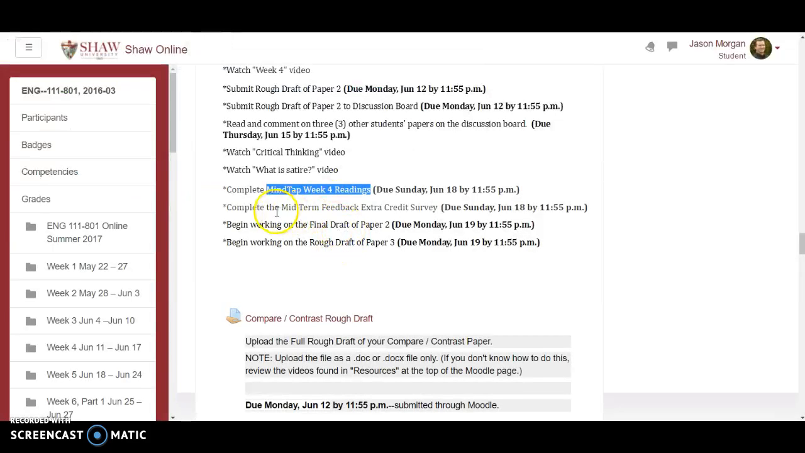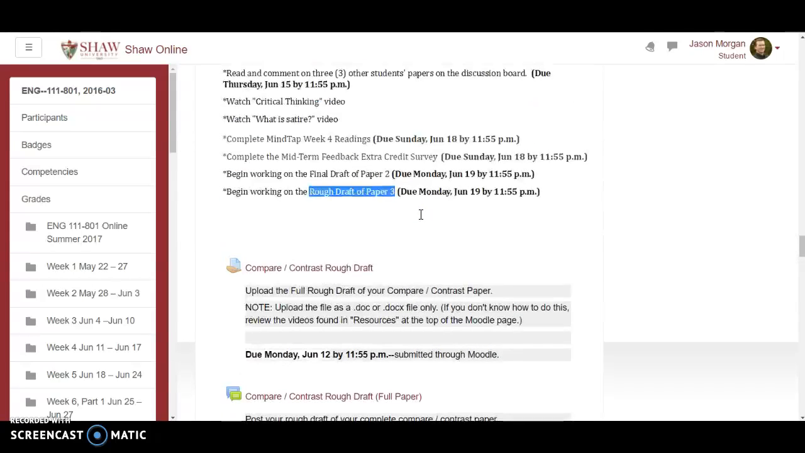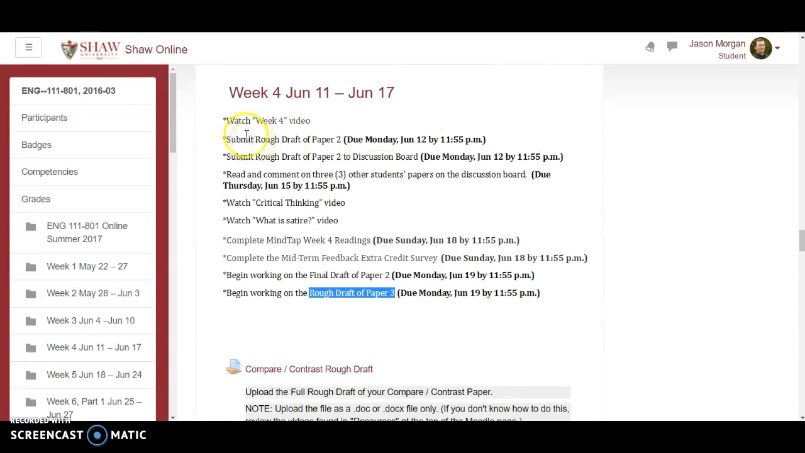Important. Then you do the midterm for the extra credit. And then you start working on the final draft for paper 2, which is due next week. And then you start working on the rough draft, which is also due next week. Yes, don't you love these fast semesters? Just how fast everything's going. So that's what's happening this week. All right, get to work. You can do it.